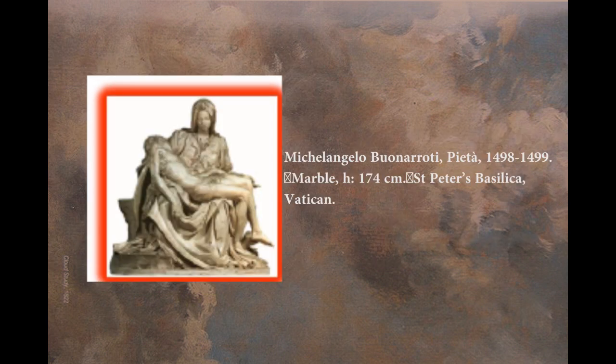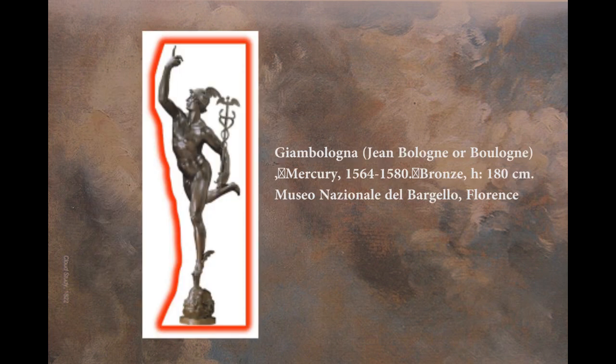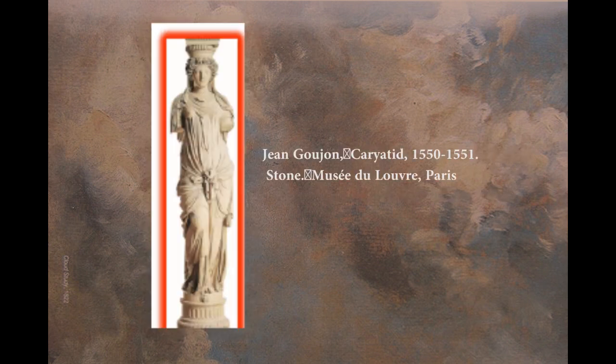Michelangelo Buonarroti, Pietà, 1498 to 1499. Marble, h. 174 centimeters. St. Peter's Basilica, Vatican. Giambologna, Jean de Boulogne. Mercury, 1564 to 1580. Bronze, h. 180 centimeters. Museo Nazionale del Bargello, Florence. Jean Goujon, Caryatid, 1550 to 1551. Stone. Musée du Louvre, Paris.